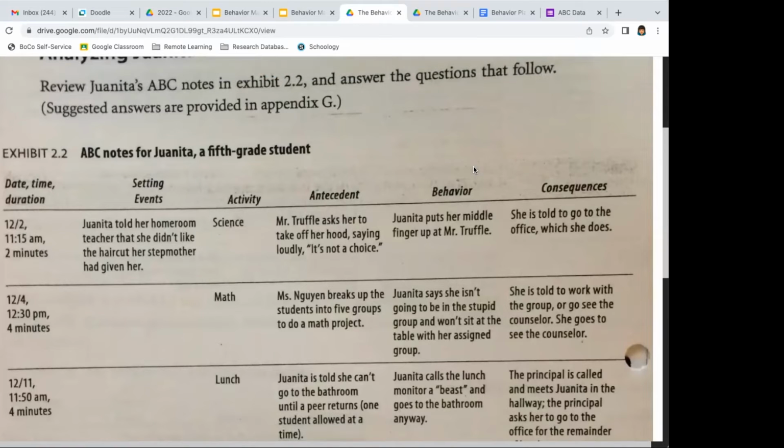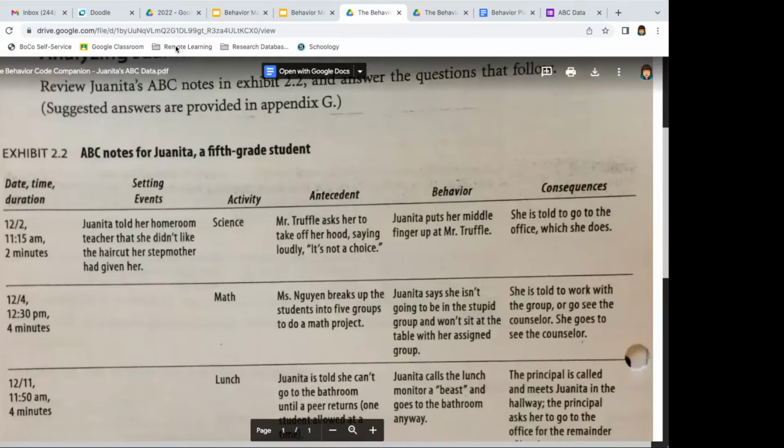12 to 11:15 a.m. for 2 minutes. Juanita told her homeroom teacher that she didn't like the haircut her stepmom had given her. The activity was science. Mr. Truffle asks her to take her hood off, saying, "It's not," loudly, "it's not a choice." Juanita puts her middle finger up at Mr. Truffle. She is told to go to the office, which she does.